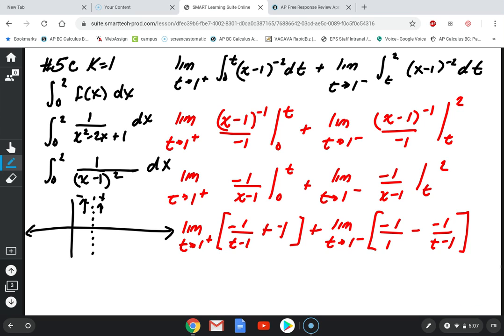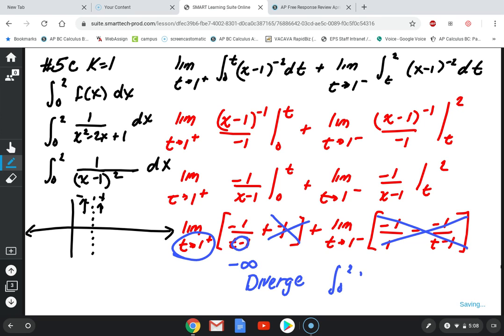So as t goes to 1, let's just evaluate our limits. As t goes to 1, this is going to 0. As that goes to 0, this will go to negative infinity, because as a denominator goes to 0, the fraction goes to infinity. And once we get a negative infinity, we don't need to worry about the rest. This is going to diverge. And since it diverges, we are going to say the integral from 0 to 2 of f of x dx diverges.